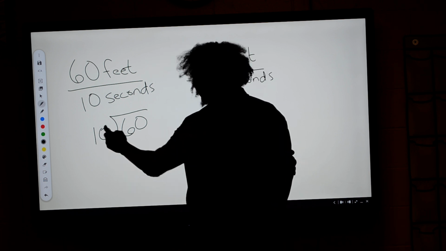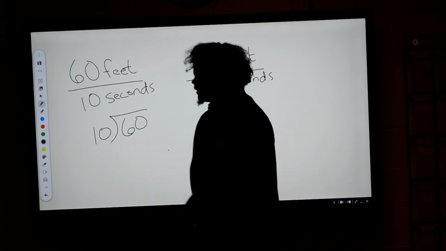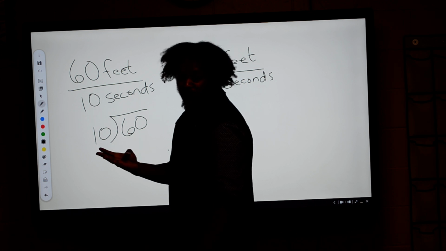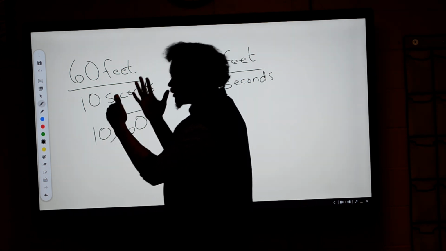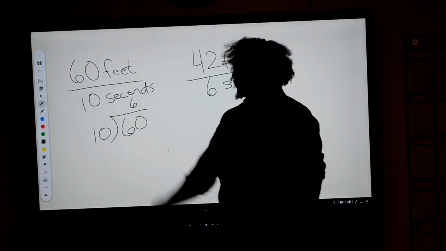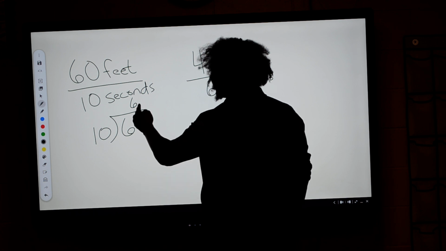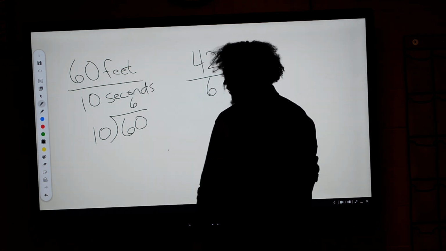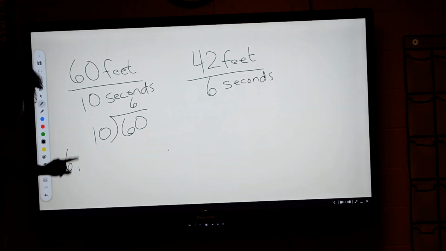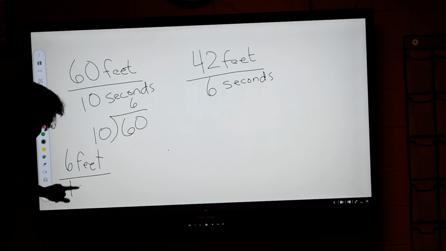So here we have, how many times does 10 go into 6? It doesn't. But we know 10 can go into 60, so let's count by 10s until we get to 60. 10, 20, 30, 40, 50, and 60. So 10 goes into 60 6 times. All right? So that would mean that the first person goes 6 feet in 1 second, okay? We go ahead and write that down here. 6 feet over 1 second.